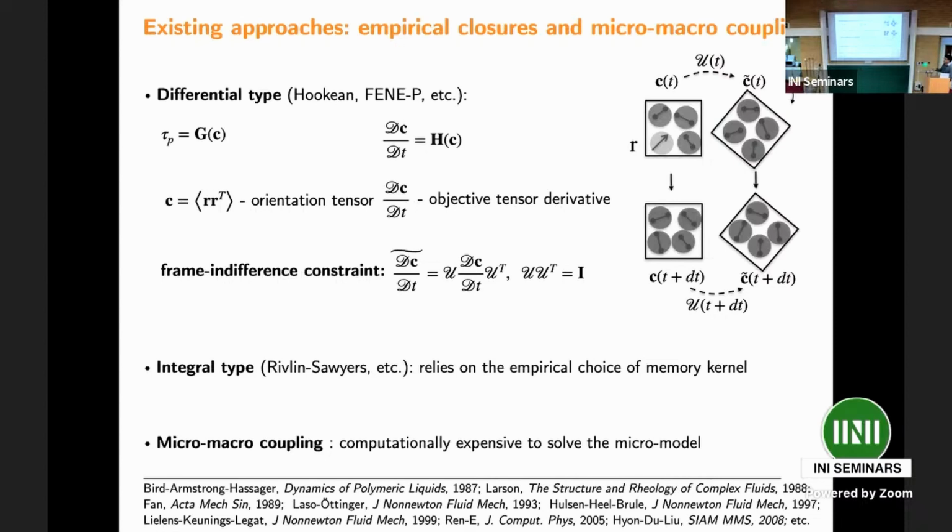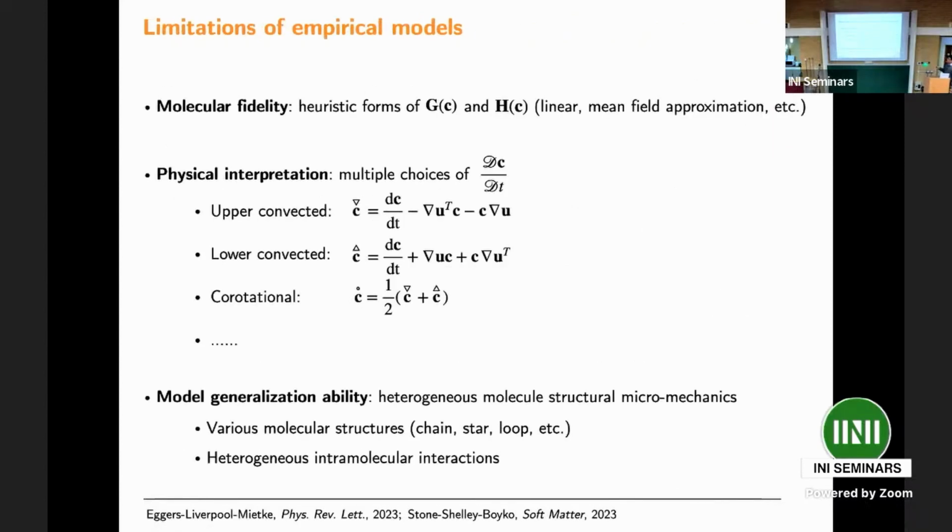Okay, sorry about that. So there are a lot of papers in this field, but you probably cannot list all of them. Although all these empirical models have been broadly used, we have to admit that there are certain limitations. The first limitation is that these models generally lack molecular level fidelity. Generally this G and H depend on some approximation, like the linear approximation or mean field approximations. So it's a challenge to deal with a real system which has nonlinear interactions.